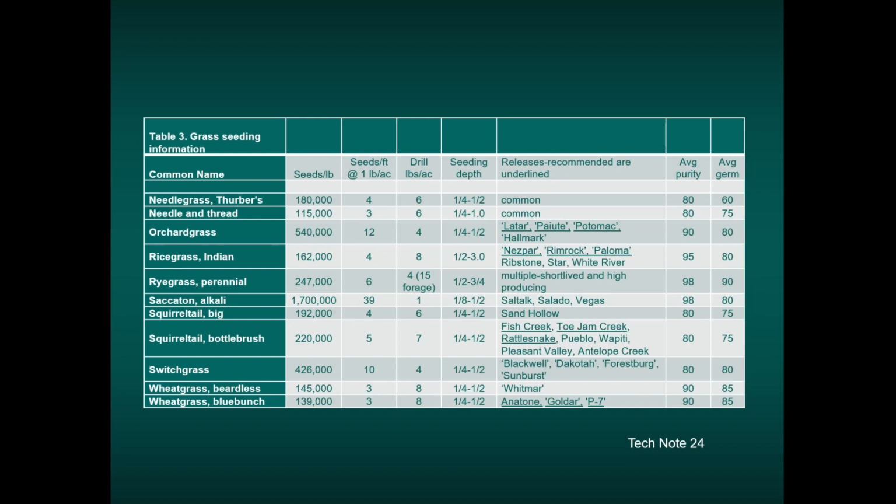TechNote 24 has the same types of information. We'll also go into different releases that are more recommended for our area. So you don't want to purchase seed of a release that's adapted, say, to the Midwest and not to the Intermountain West. We also give some purity and germination information, what you should expect to see. This might be helpful if your seed tag is missing or they don't provide this information. It will help you develop your seeding calculations.